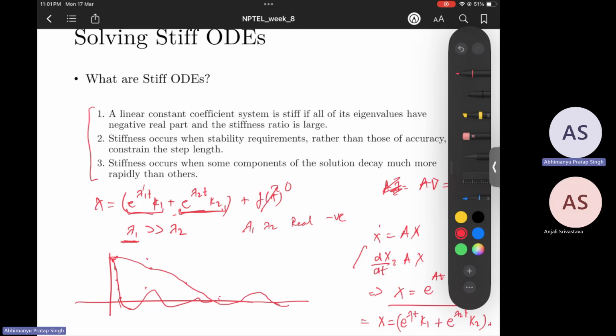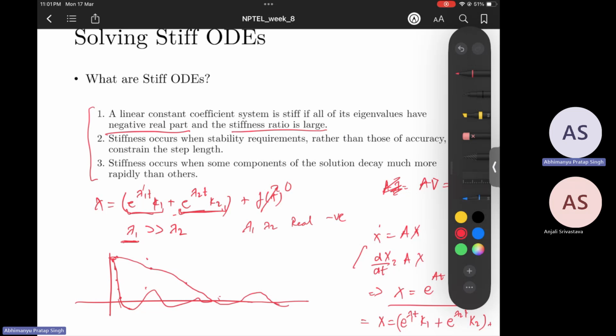So what is the first condition? The first condition states that a linear constant coefficient system is stiff if all of its eigenvalues have negative real part and the stiffness ratio is very large. So I already told you.